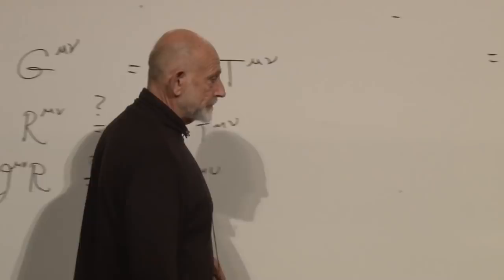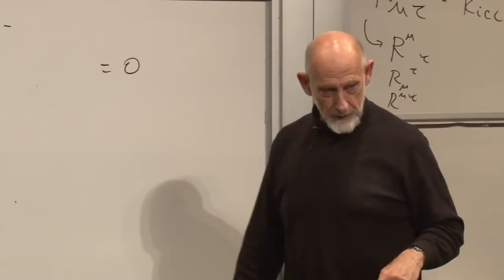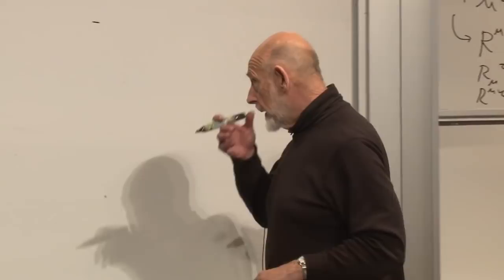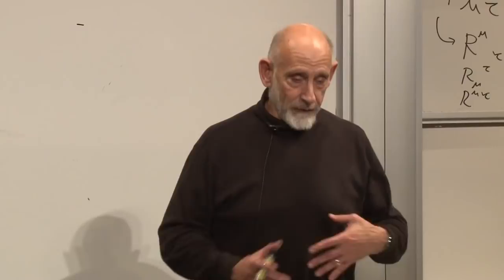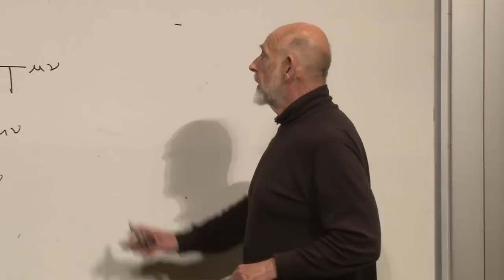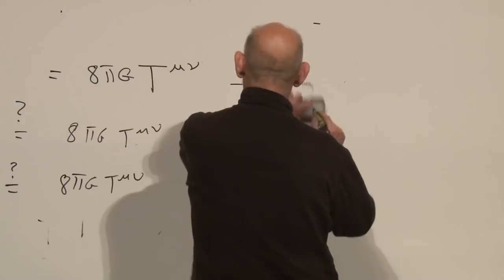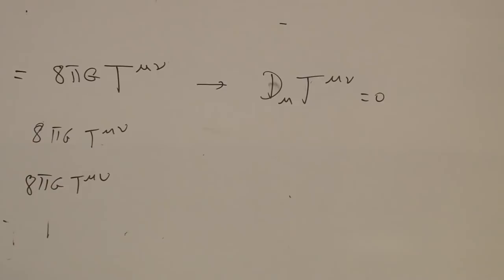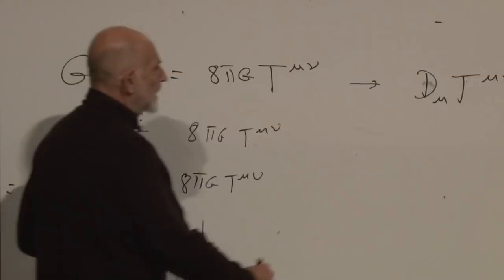Well, we know one more thing, and that's the conservation of energy and momentum, or better yet, the continuity equation for energy momentum. If we believe that energy and momentum only disappear if they flow through walls of systems, in other words, if there's a flow, then we are forced to the conclusion that the covariant derivative D mu of T mu nu is equal to 0. That's the continuity equation, from which it follows that D mu G mu nu is equal to 0.